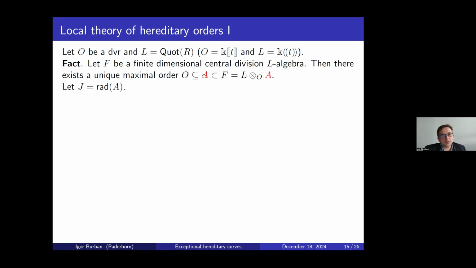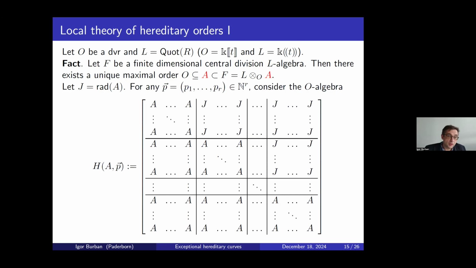A is module finite over O. Because of that, I can speak about radicals. And now I also want to fix such a vector pi of sizes. And I can take such a matrix ring where I have A. So J is the radical of A, and the size of each square block is pi. So I have altogether R blocks on the diagonal.